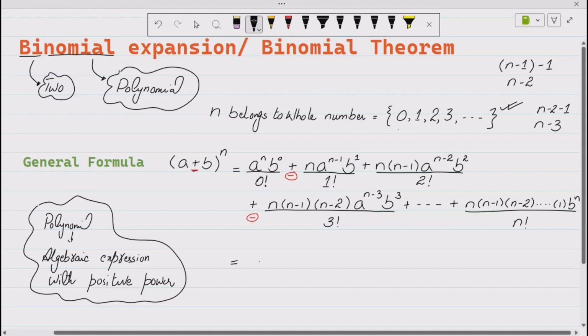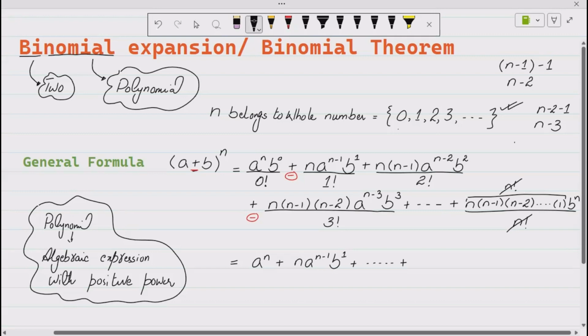Now, a and b raised to the power 0 is 1, 0 factorial is 1, so the first term is a^n, plus the second term is n a^(n-1) b raised to the power 1, and so on till the end. We have the last thing, which is n factorial, and you can see above, n multiplied by n minus 1 multiplied by n minus 2, and this thing is also n factorial, right? So we can cancel out n factorial with n factorial. Why is this n factorial?